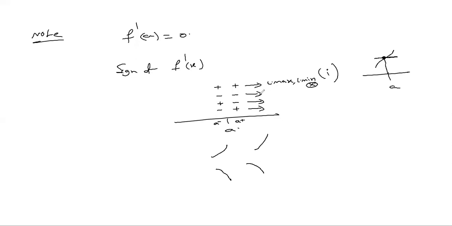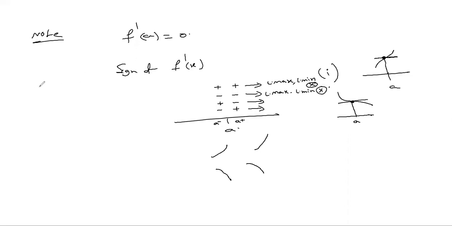Understand? What about this? The second situation will be like this. At a, differentiation is 0, but f'(a-) is decreasing and f'(a+) is decreasing. Both f'(a-) and f'(a+) are decreasing, and f'(a) is 0. In that situation also, local maxima and local minima do not exist.